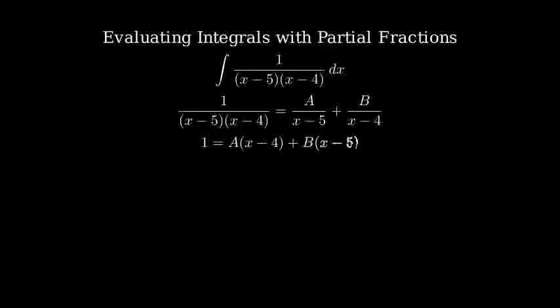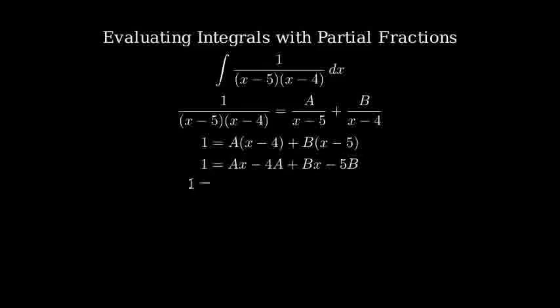Next, we'll find A and B by clearing the denominators. Multiplying both sides of the equation by the quantity x minus 5 times the quantity x minus 4 gives us 1 equals A times the quantity x minus 4 plus B times the quantity x minus 5.